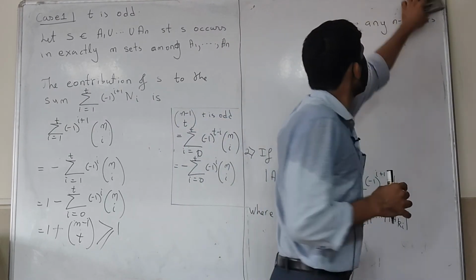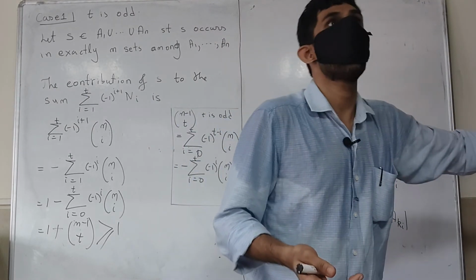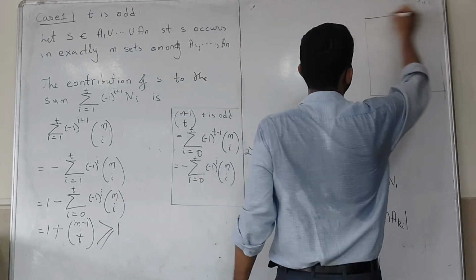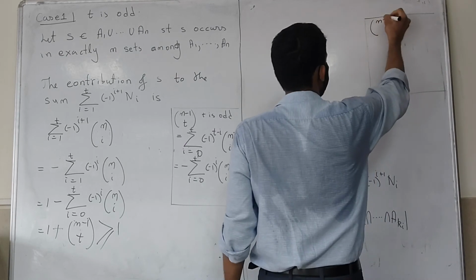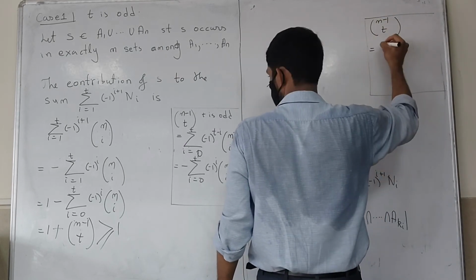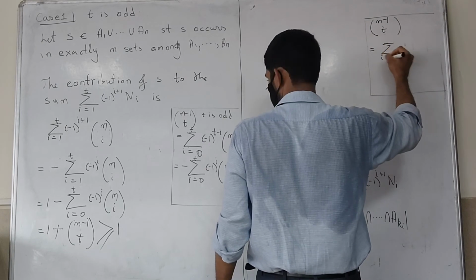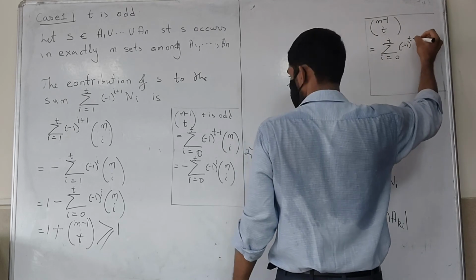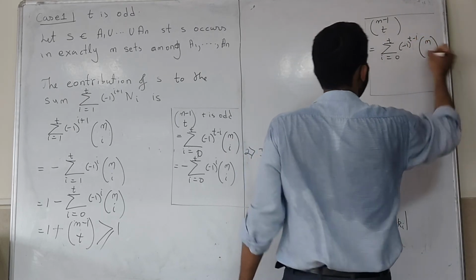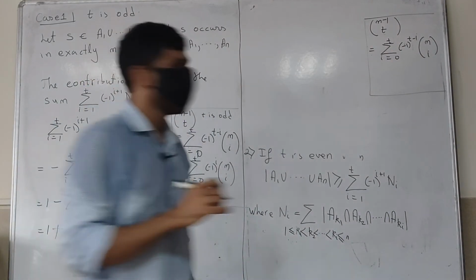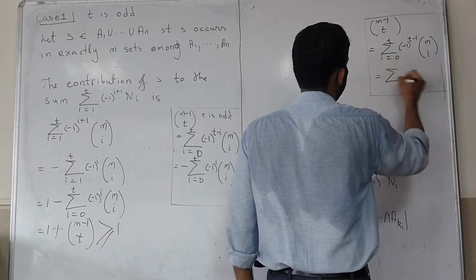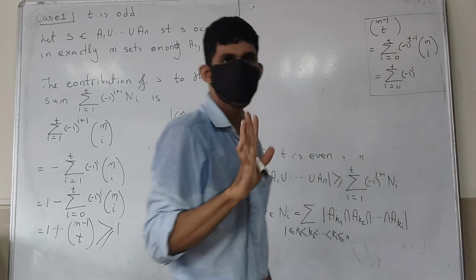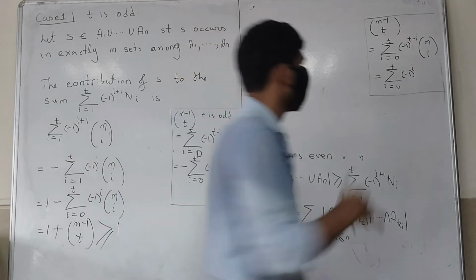I'll just do it fast. So when t is even, minus 1 raised to t is 1, right? So I'll just put that down here. So your m minus 1 Ct would give us summation I going from 0 to t minus 1 raised to t minus I mCi. Okay, minus 1 raised to t would be 1, which would be nothing but summation I going from 0 to t minus 1 raised to I, because minus 1 raised to I and minus I is the same thing. Okay, mCi.